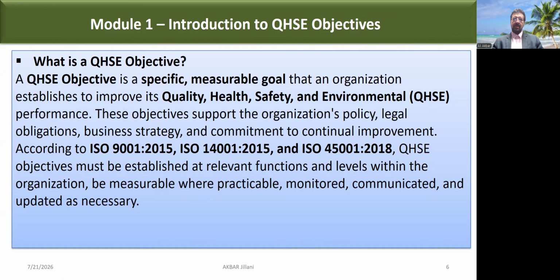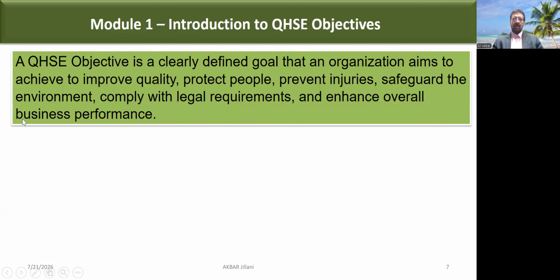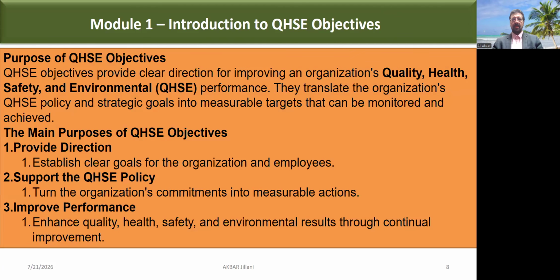and updated as necessary. A QHSE objective is a clear, defined goal that an organization aims to achieve to improve quality, protect people, prevent injury, safeguard the environment, comply with the legal requirements, and enhance overall business performance.